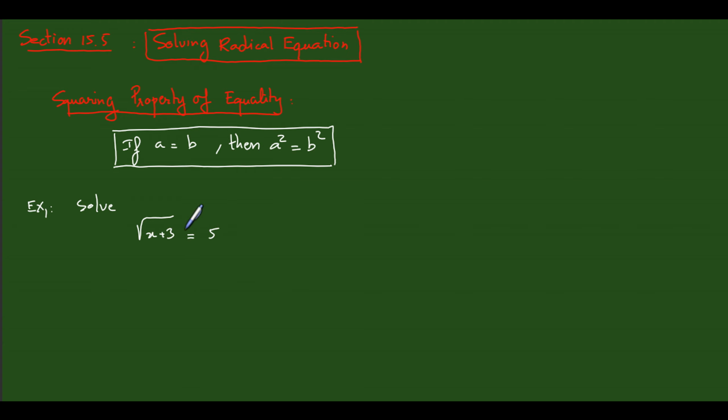Is it a radical equation? Yes, because it contains a radical. If you throw this radical away, you would have x plus 3 equal 5, and it becomes a linear equation, not a radical equation. So I'm going to go ahead and apply this. I'm going to square both sides.